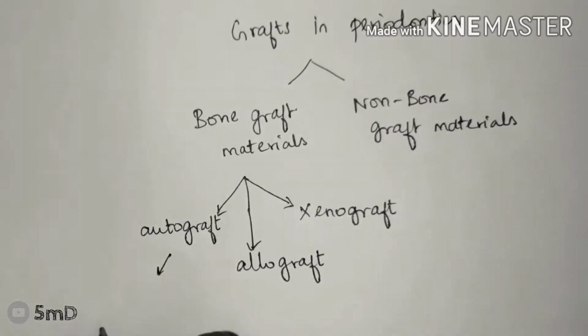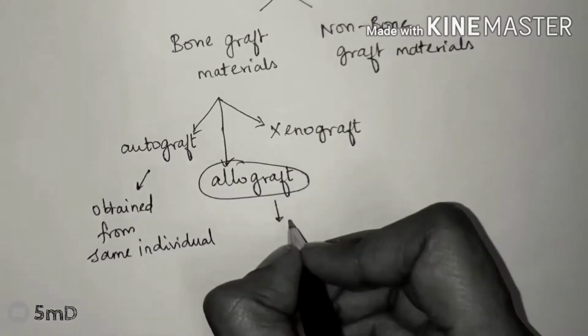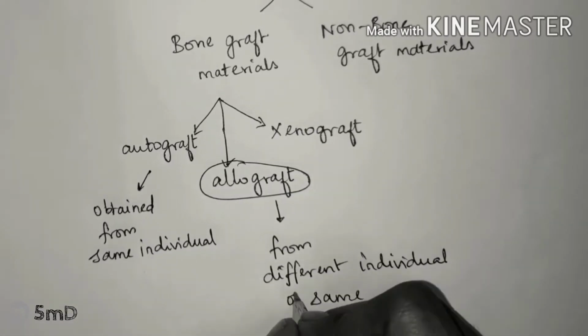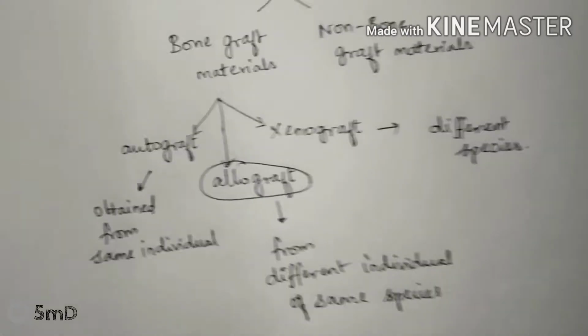Autografts are bone grafts obtained from the same individual, whereas allografts are bone obtained from different individuals of the same species, whereas xenografts are bone obtained from a different species.